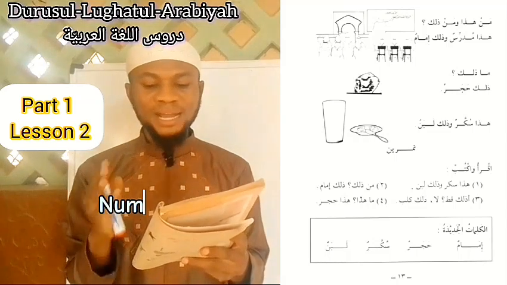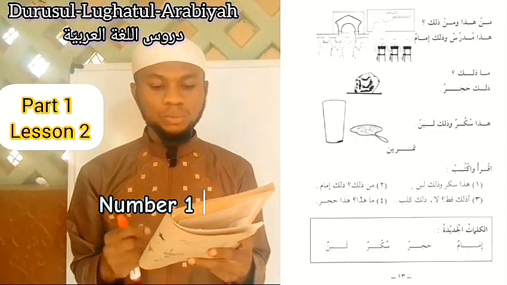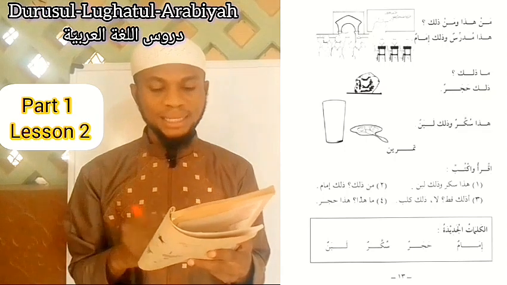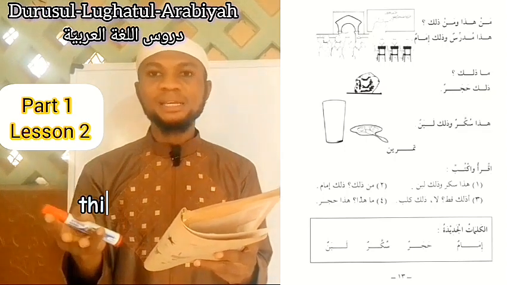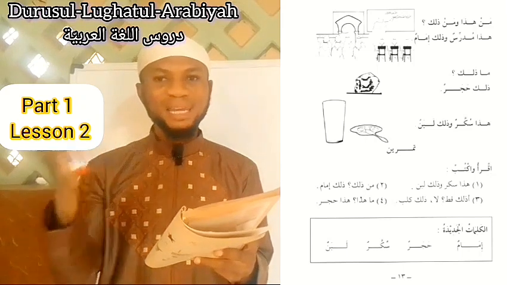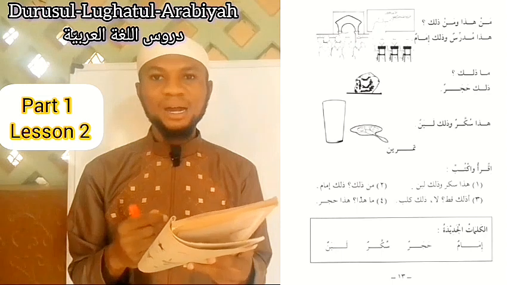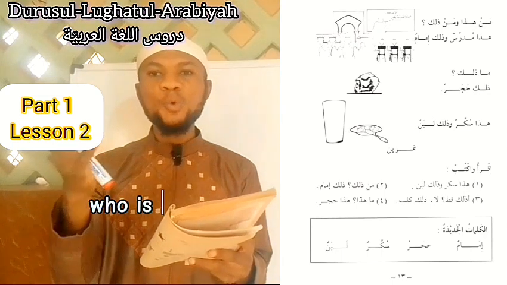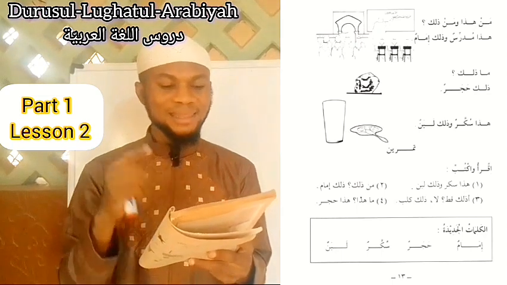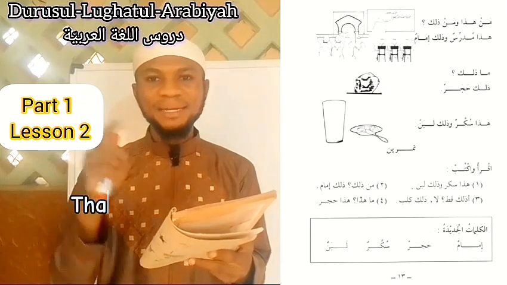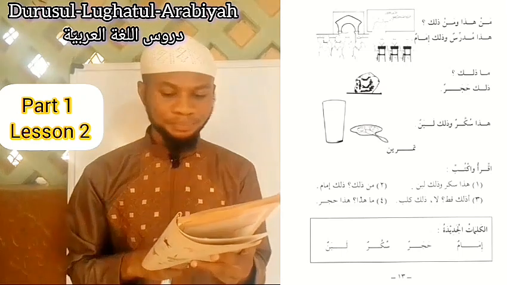Number one, هذا سكر وذلك لبن. هذا سكر, this is sugar. وذلك لبن, and that is milk. من ذلك, who is that? ذلك imam, that is an imam.